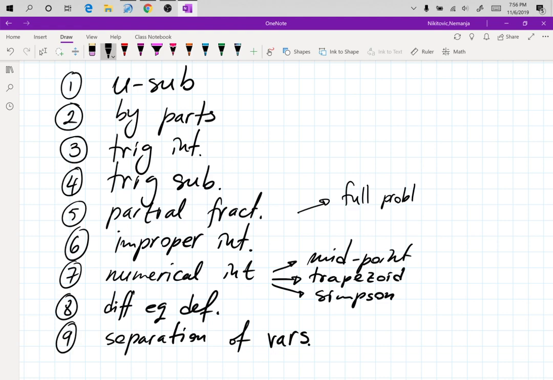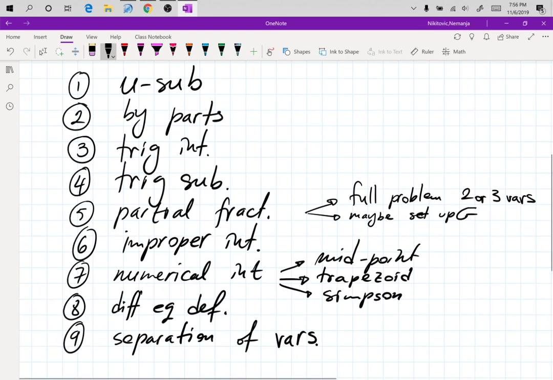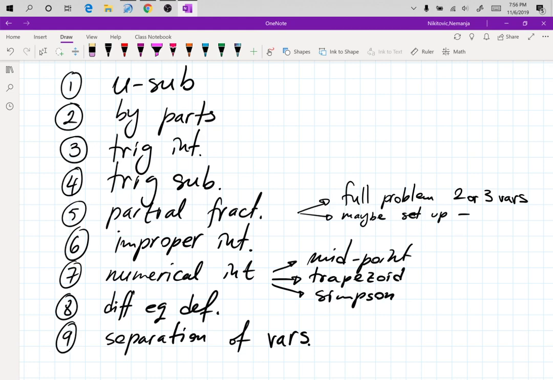full problem, 2 or 3 variables, and then maybe set up 6 to 8 variables, 5 to 7 variables, 6 to 7, 6 to 8. I'm probably going to put 7. But if I say 7 and then I put 6, someone's going to scream at me.